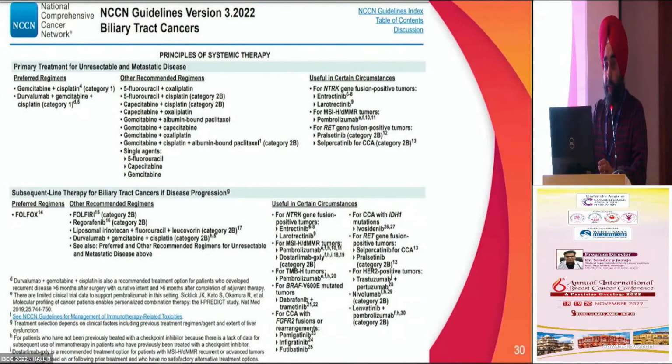So to conclude, this is the latest guideline from the NCCN. The first line still remains the GEMCIS combination along with durvalumab, and the second-line combination can be chosen depending on whatever therapies you have. If there is no mutation, you can go with FOLFOX. And if the patient has high MSI or TMB, you can give immunotherapy. But otherwise, the prognosis in these patients remains dismal.